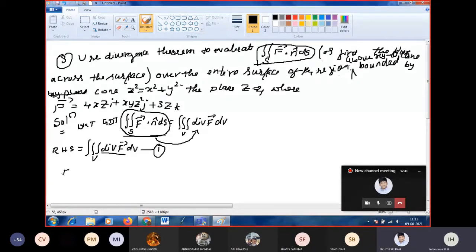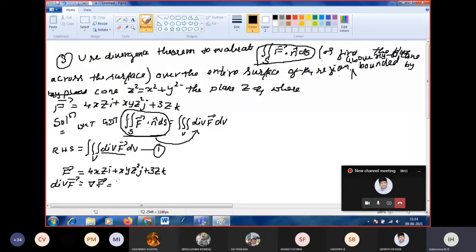Div F. Correct. For that you first write down vector F. What is vector F given? 4xz i cap plus xyz square j cap plus 3z k cap. This is vector F given. Find out div F. How to find div F? Div F is nothing but del dot vector F.